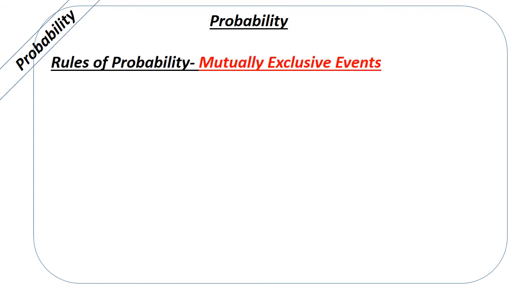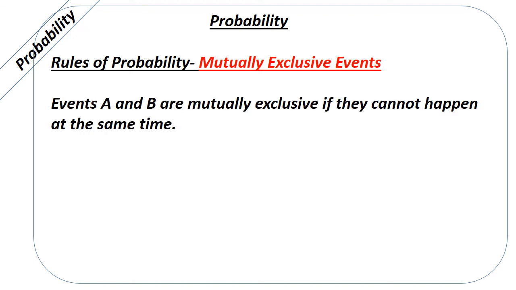We end this topic with what are called rules of probability. So the first rule is for mutually exclusive events. Events A and B are mutually exclusive if they cannot happen at the same time. So 2 events are mutually exclusive if they cannot happen at the same time.